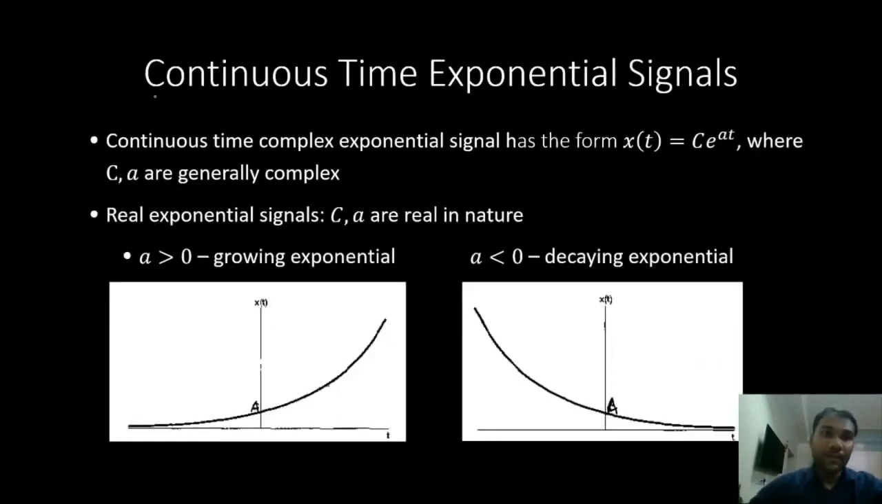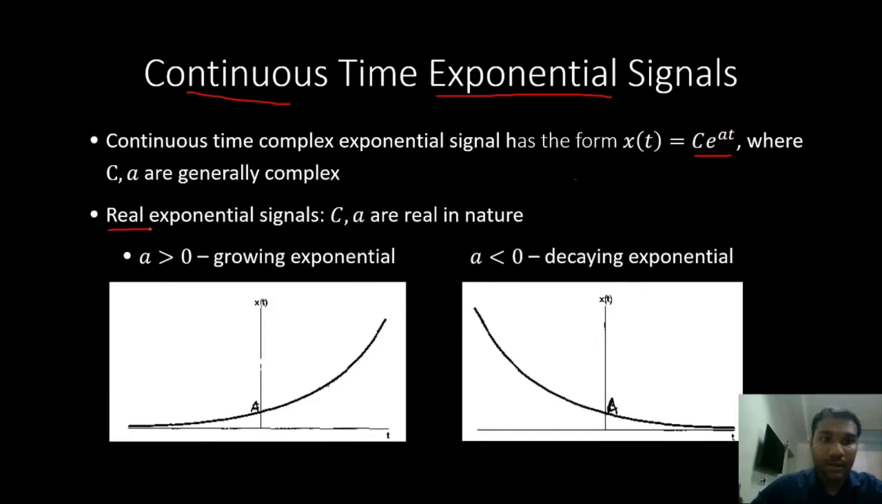Now we have finished the sinusoidal signals. The next one is exponential signals. First we'll look at continuous time exponential signals. The general form of exponential signal is C into e power at. C and A are generally complex.